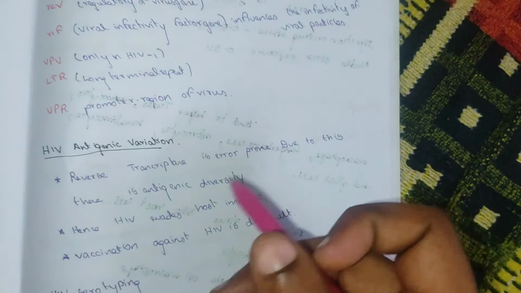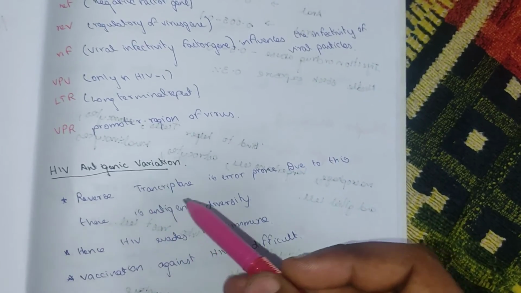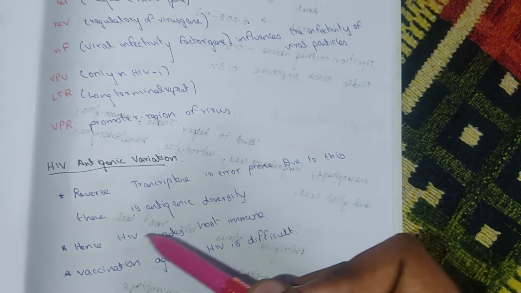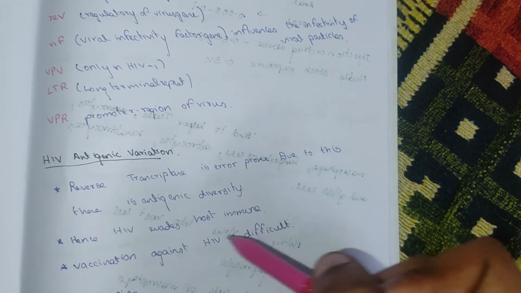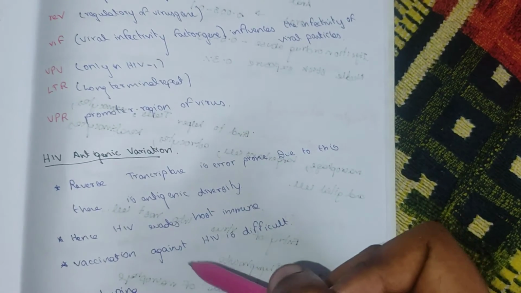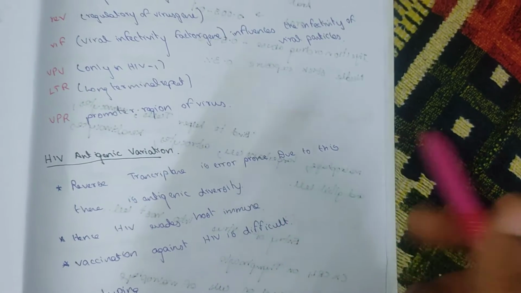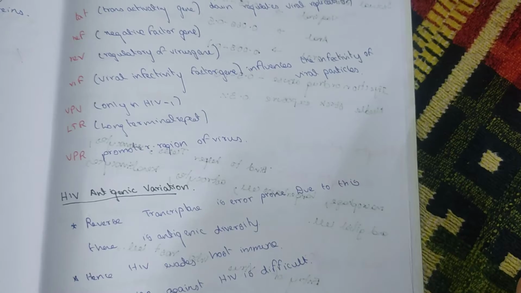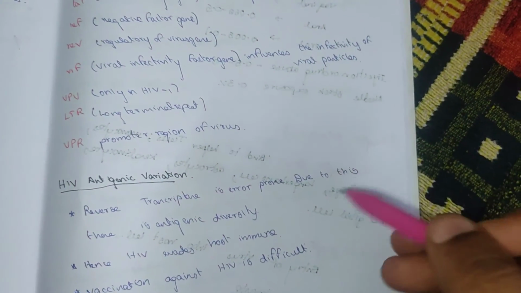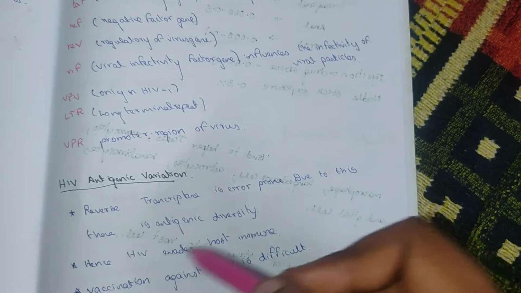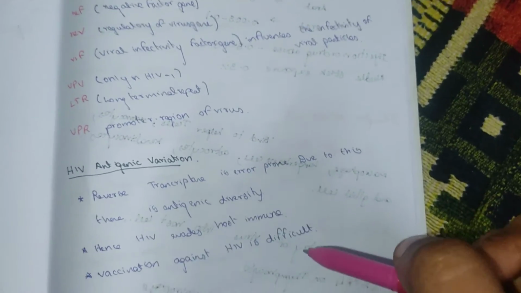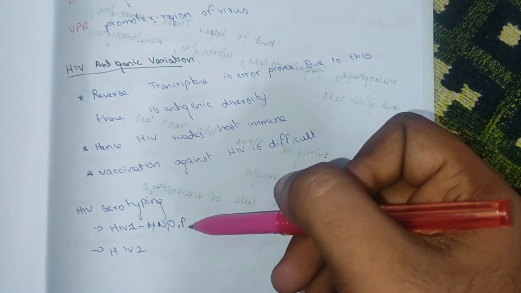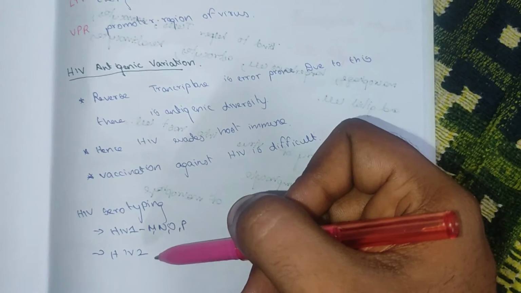For HIV antigenic variation, reverse transcriptase is error prone, so there is antigenic diversity. Hence, HIV evades the host immune system. Vaccination against HIV is difficult because GP120 keeps on changing. The HIV serotypes are HIV-1, which has groups M, N, O, P, and HIV-2.